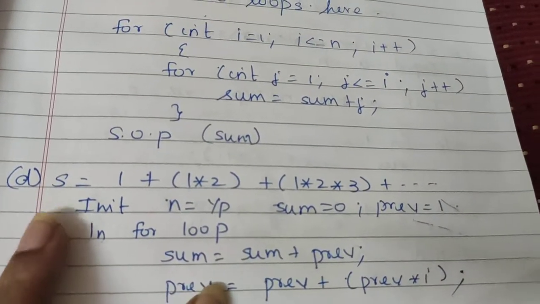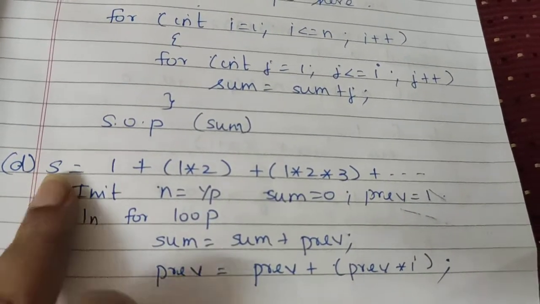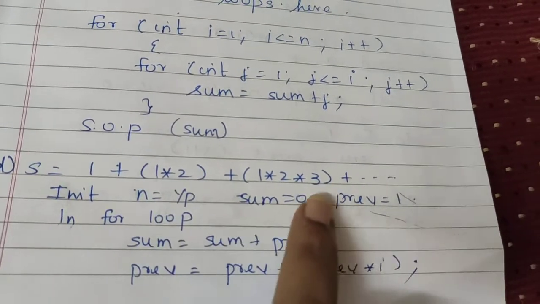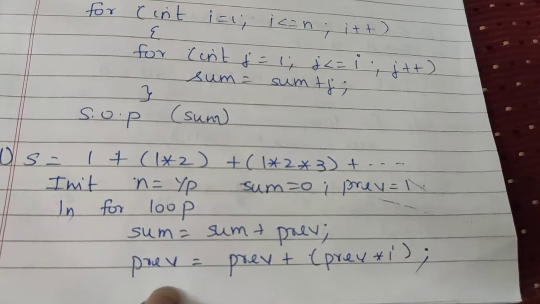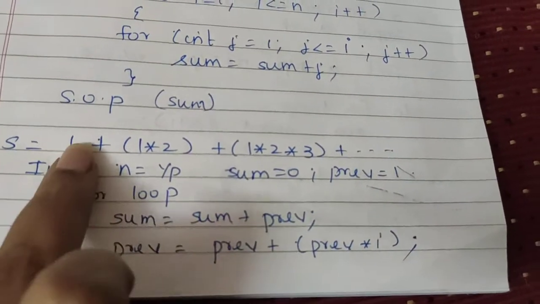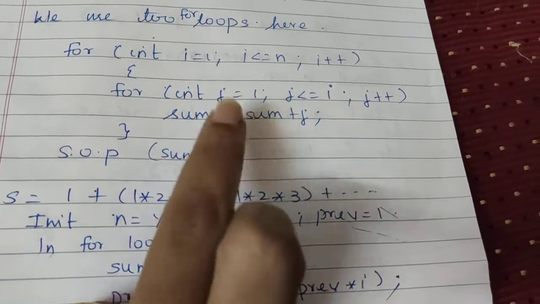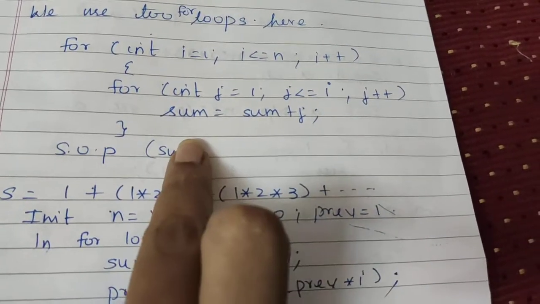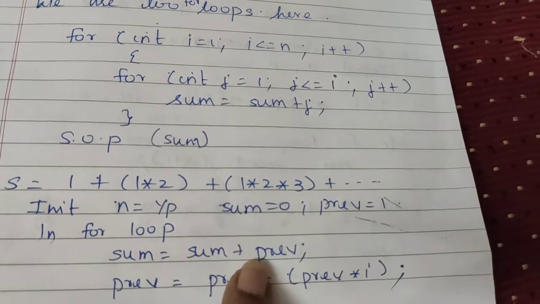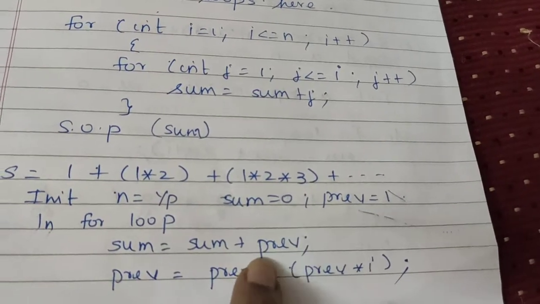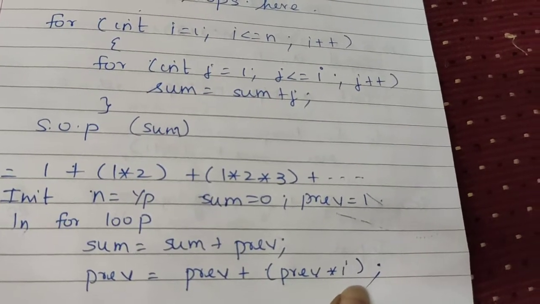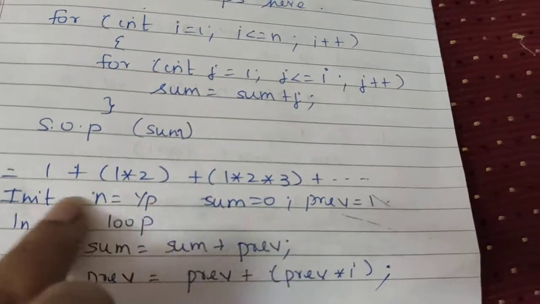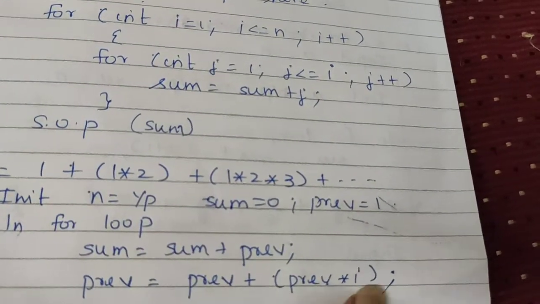Then next sum is S is equal to 1 plus 1 into 2, 1 into 2 into 3. This is the same as this, the only thing is you are going to change the multiplication sign. So the first sum is going to be the same thing. Here we are doing the sum, right? That is going to be sum is equal to sum plus previous, here I have used the variable previous. Then previous is equal to previous plus previous into I, that is this one. The same thing we are going to follow, but only this thing we are going to change.